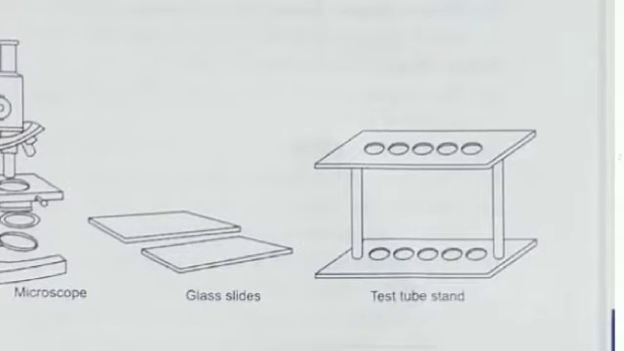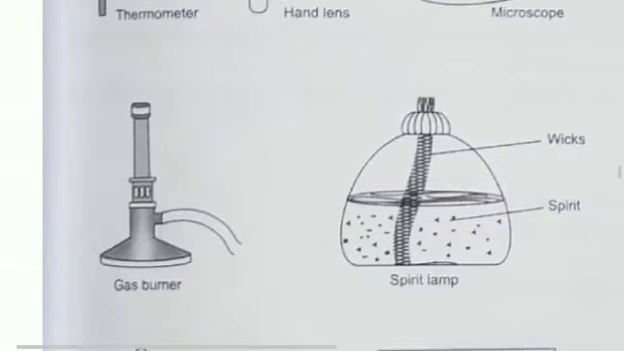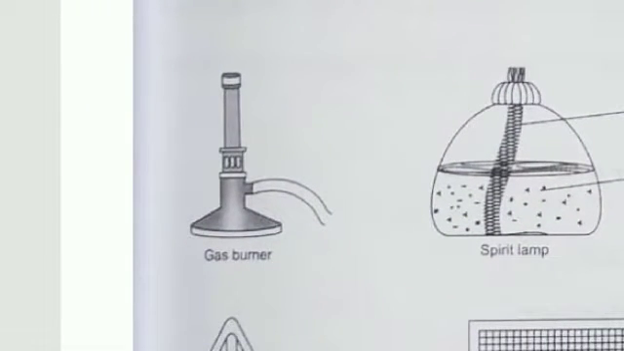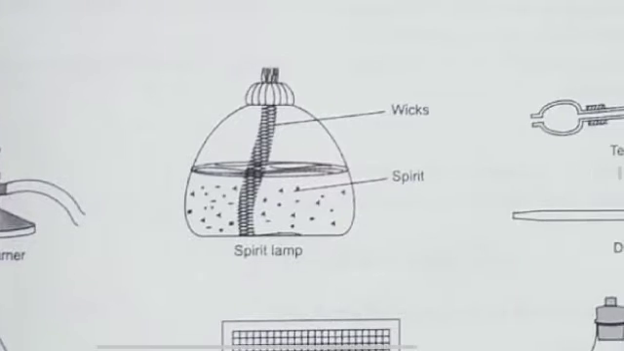This is a test tube stand. We put test tubes in it because test tubes are very delicate and easily breakable. This is a gas burner and this is a spirit burner. Spirit burners have spirit or kerosene oil. If gas is not available, then we use a spirit lamp for burning.